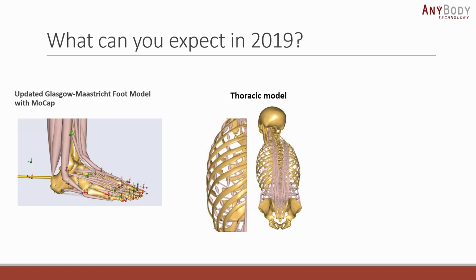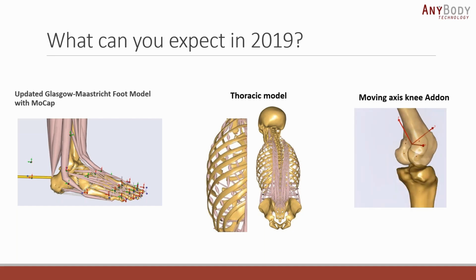Another thing is our work on a thoracic model, which is taking place with some of our partners. When it's going to be released is a little bit up to when they can get their papers out, but it's definitely a work in progress, and it's also why we've implemented these new scapula mechanisms. And then finally, we're going to give you a new knee implementation using a moving axis. This is going to be the topic of the next webcast we're going to do, because this is some of the work by Christine in her PhD.